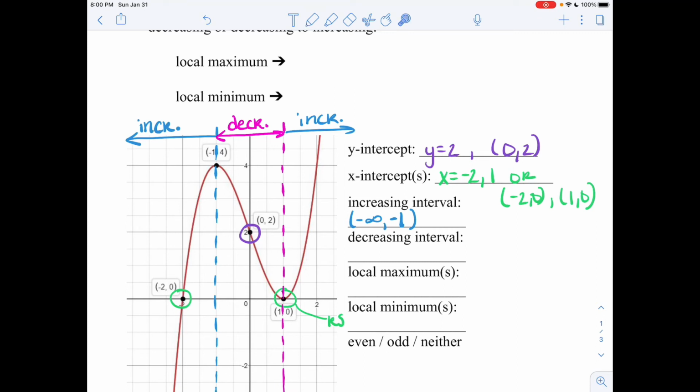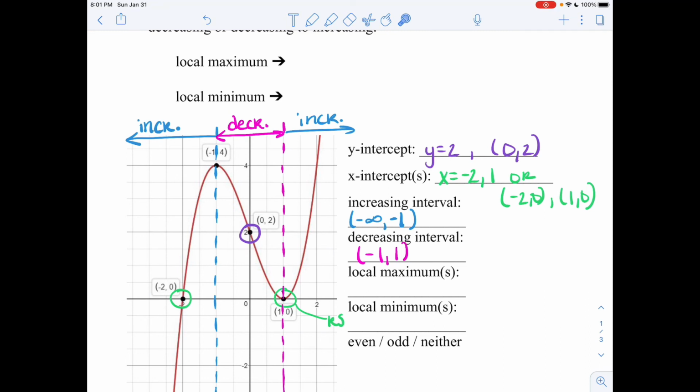Now, as I continue to read from left to right, I have this space in here between -1 and 1. And that is a decreasing interval because my graph is going down as I move from left to right from -1 to 1. So I'm going to note that I am decreasing from -1 to 1. Notice that I've got parentheses here and not brackets because exactly at the point -1 and exactly at the point +1, I'm not increasing or decreasing. That's a transition location. It's called a turning point, and we'll talk about those in a minute.